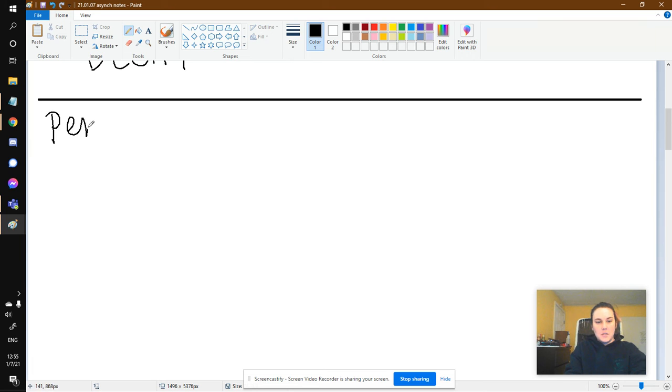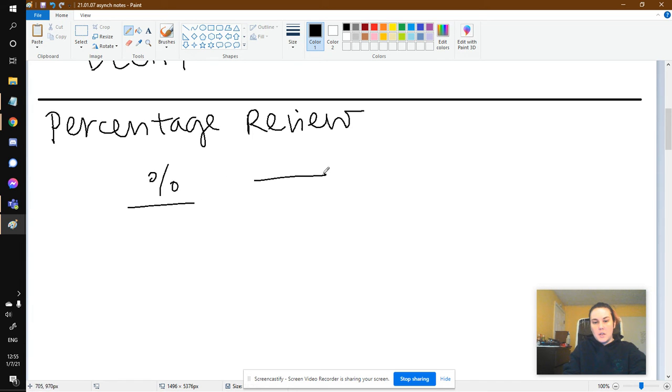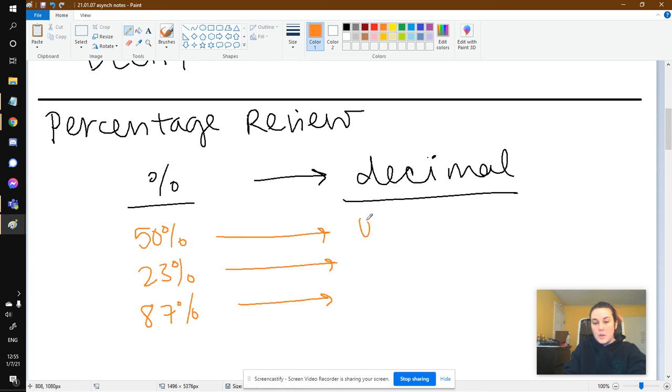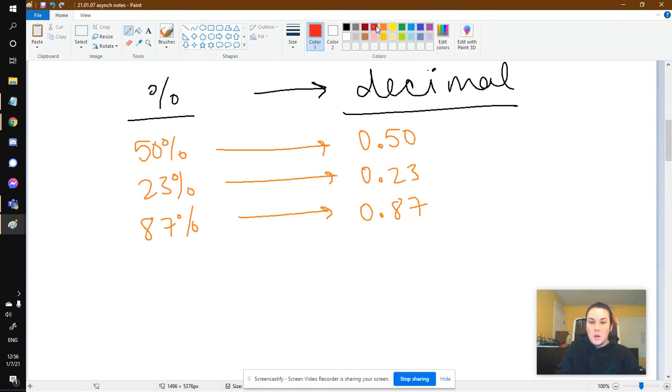Okay, so percentage review. We want to take something that's written as a percent and be able to change it into a decimal, right? So things like 50% or 23% or 87%, changing it into a decimal is semi-straightforward. We just say 0.50, 0.23, or 0.87. You just write the percent with the decimal in front of it. Bingo bongo, right? The tricky ones are actually the smaller ones.